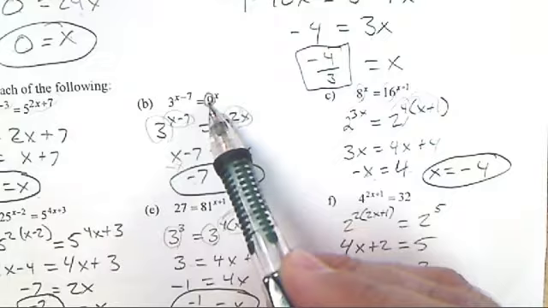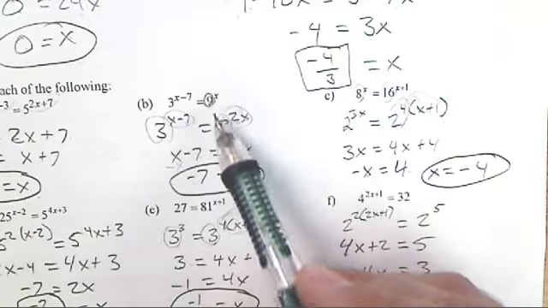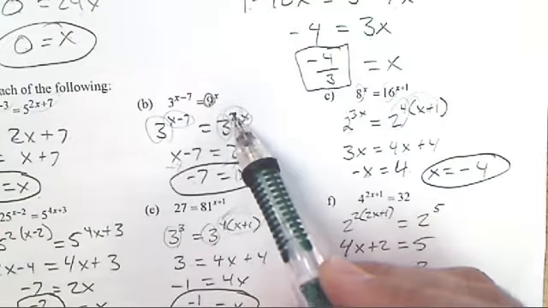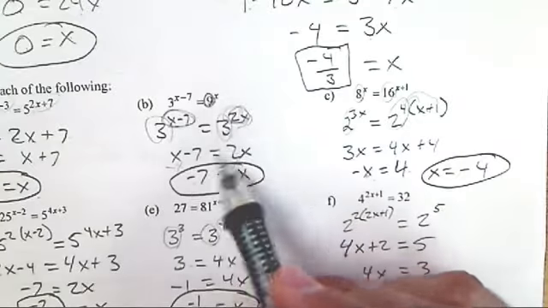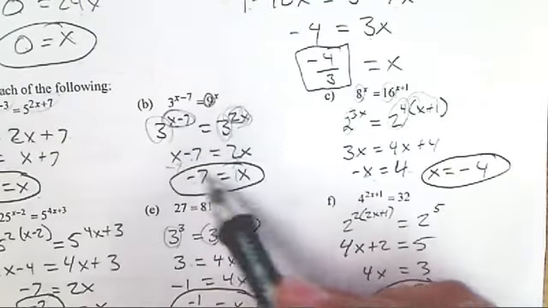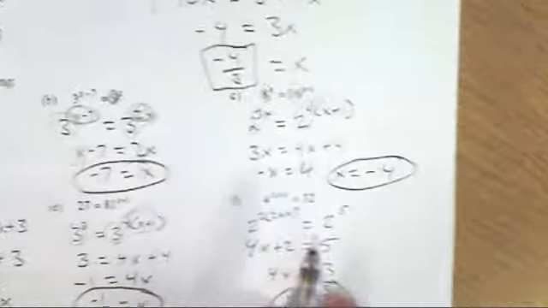The bases were not the same. So I rewrote 9 as 3 squared. So then I have the bases the same. So I can put the exponents equal to each other. Subtract the x from each side. You get that.